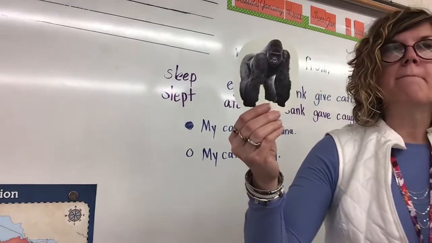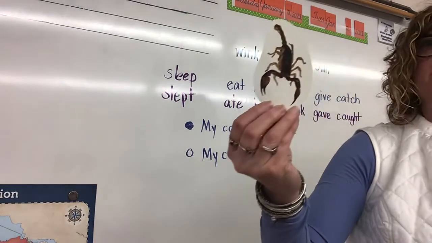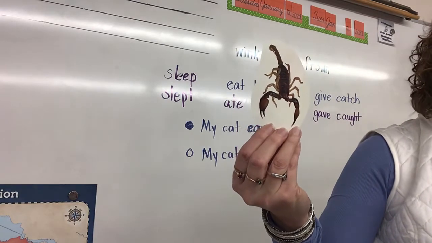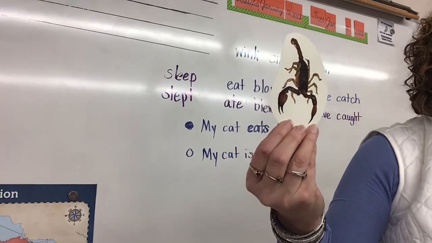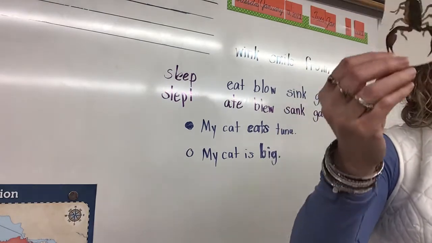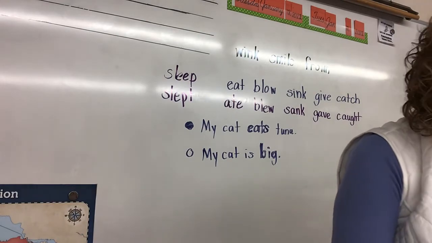What about this one? Mammal. What is it? Gorilla. What about this one? Invertebrate. It's an invertebrate. It's not a lobster. It's a scorpion. Alright? It is a scorpion, which is a type of insect.